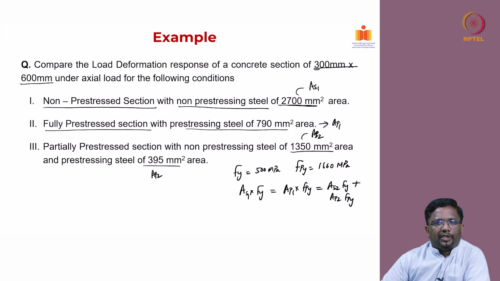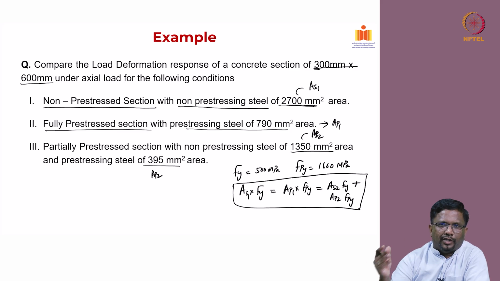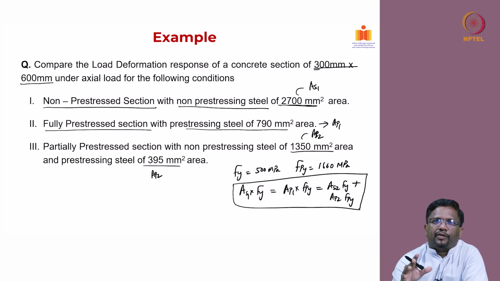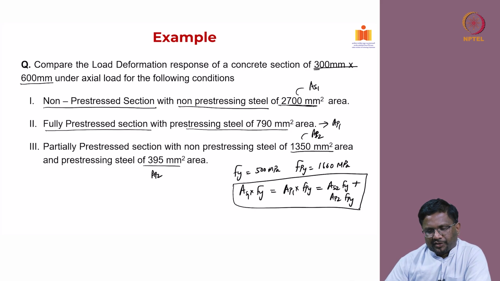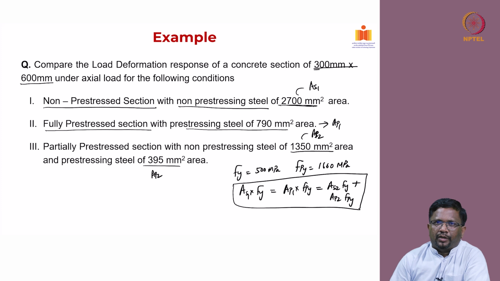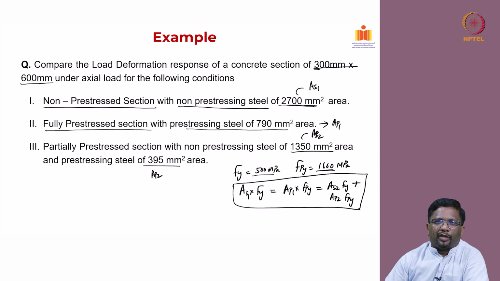So what does this indicate? All the three sections are having equivalent tensile strength. Area multiplied by the yield stress gives me the tension strength. Of course, we have not adopted the material safety factor. So all of them are going to have the same equivalent tensile strength. That is why I am considering these three sections. If you do that, you will get the same value. That is the reason we have taken this, because my grade of steel is 500 and 1660 megapascal.